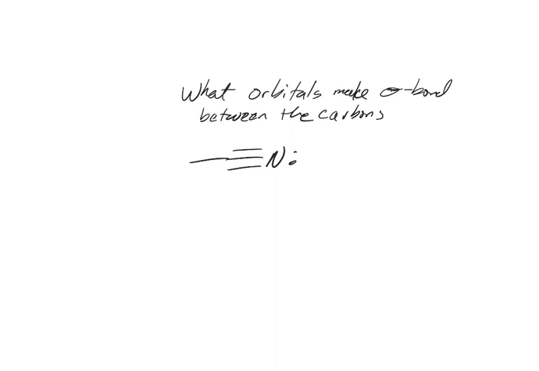So let's see if we have something like this acetonitrile that has 1, 2, 3 atoms, 2 carbons and nitrogen. And the question asks, what orbitals make the sigma bond between the carbons? So the first thing you need to be able to do is identify the hybridization states of these atoms. So let's number them. So C1 is sp3 hybridized, meaning it has 4 hybrid orbitals. And they're all sp3 hybrid orbitals.